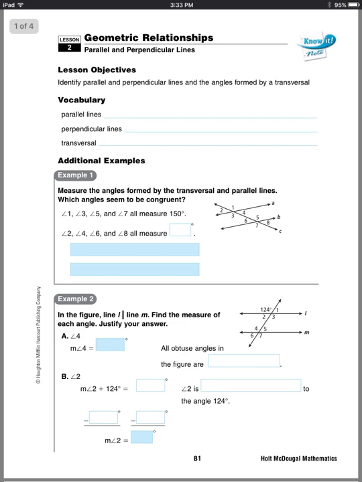Okay, so yesterday, or whatever day it was, we talked about angle relationships. We went over a whole bunch of vocabulary. Today we're going to be talking about parallel and perpendicular lines.